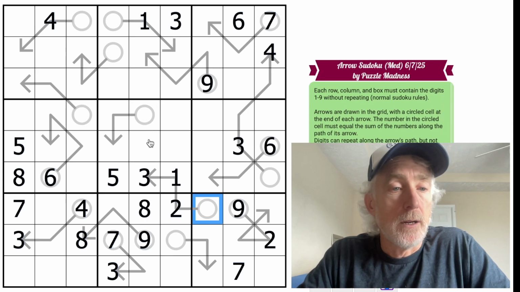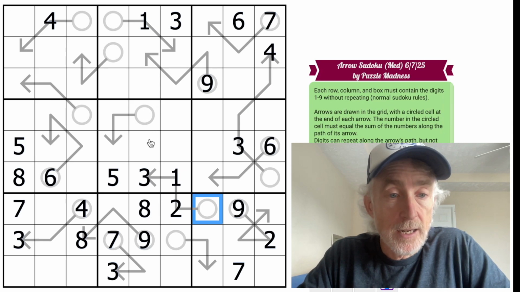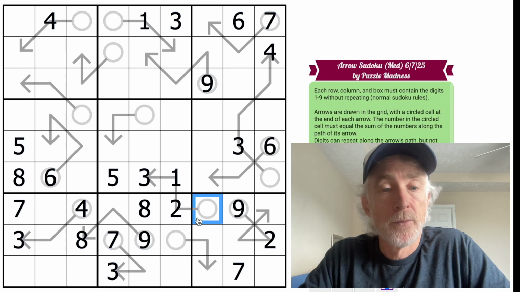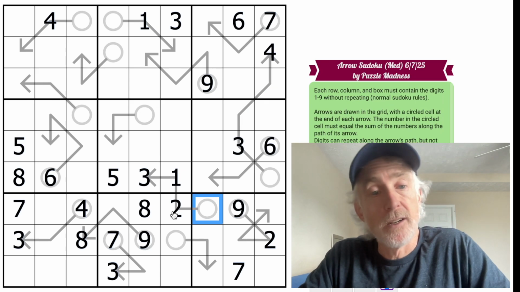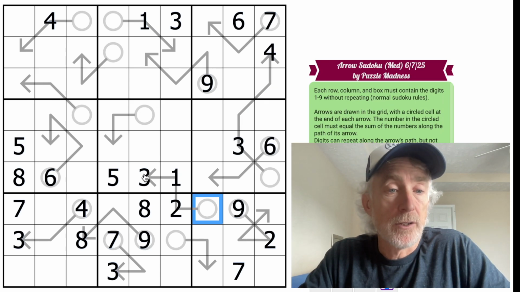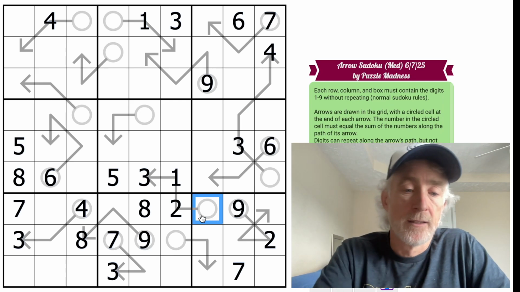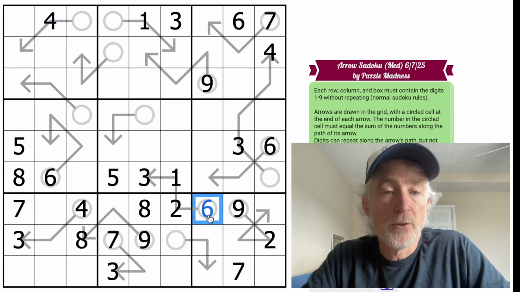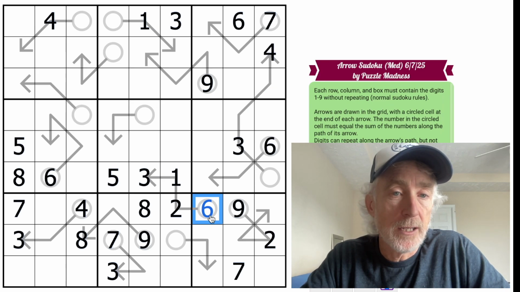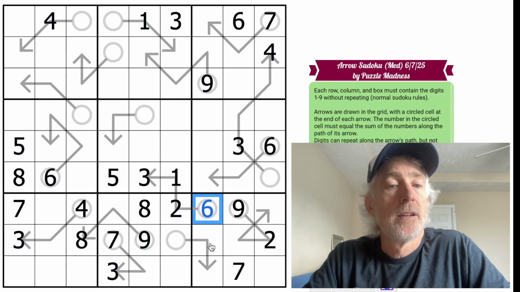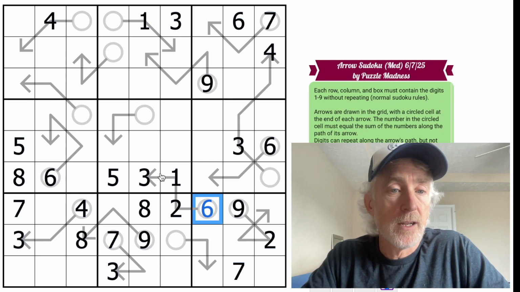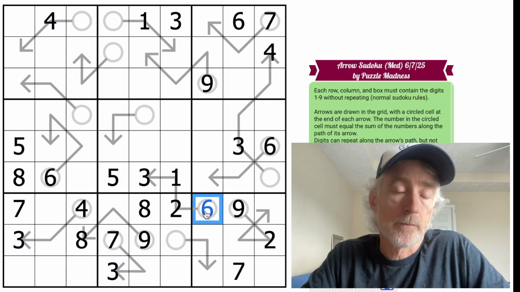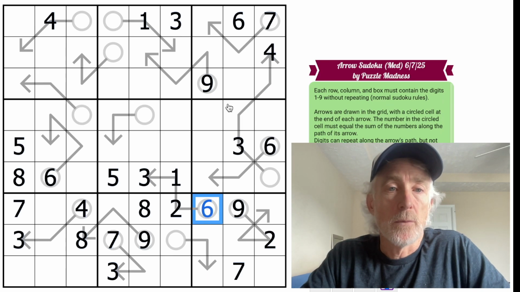So let's start off with some easy stuff right here. For example, right here where this cell is highlighted, they give us all three of the digits on the arrows. So 3 plus 1 is 4, plus 2 is 6. So this box here must be a 6. If this was just normal Sudoku, you would probably look at the 6 and 6 here, and you would know that 6 is in one of these three cells, but arrow Sudoku tells us that this has to be the 6. So what else do we have here?